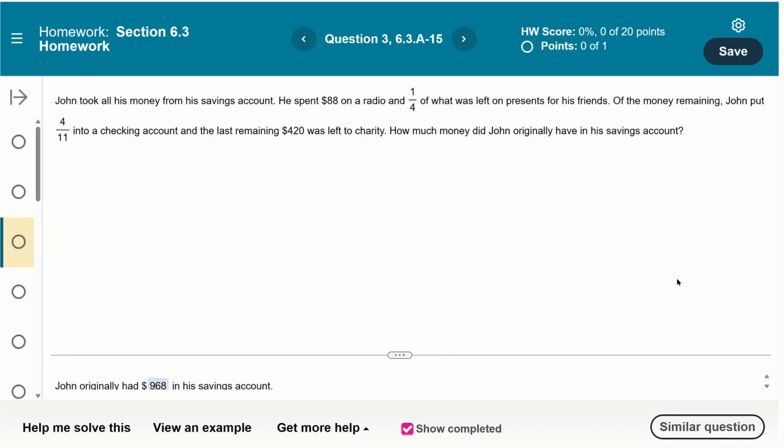All right, here's a clever problem worth our time. John took all his money from his savings account. He spent $88 on a radio and 1/4 of what was left on presents for his friends. Of the money remaining, John put 4/11 into a checking account, and the last remaining 420 was left to charity. How much money did John originally have in his savings account?